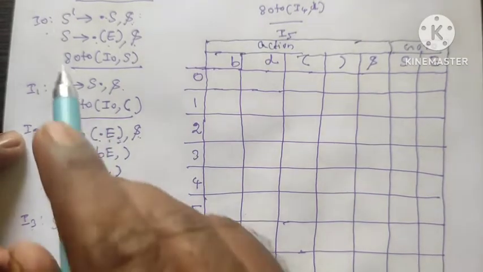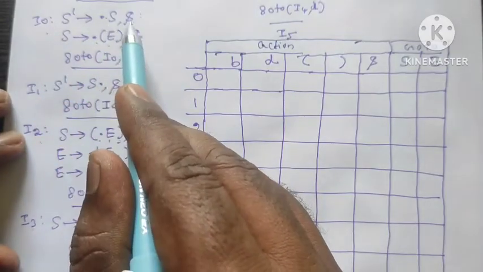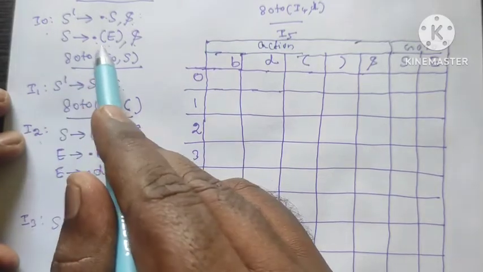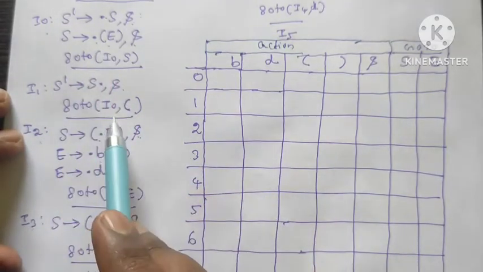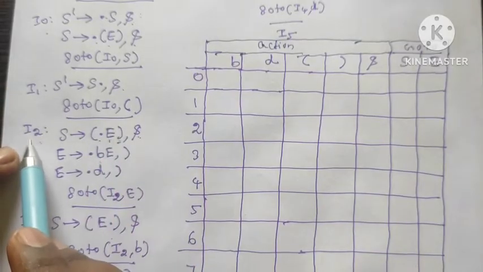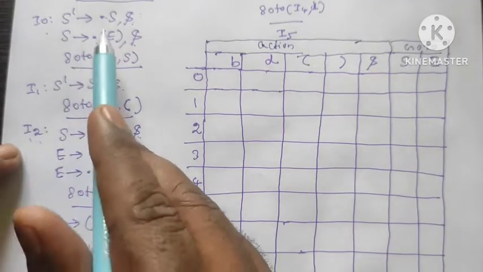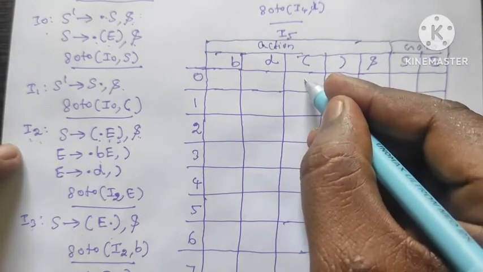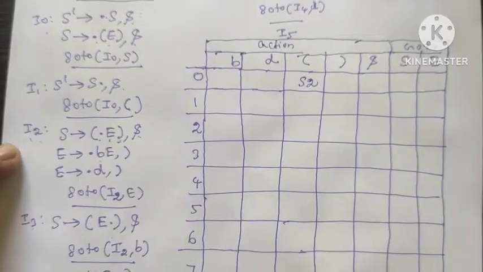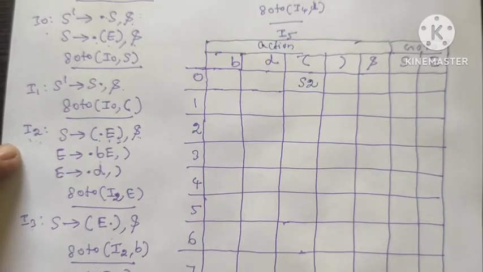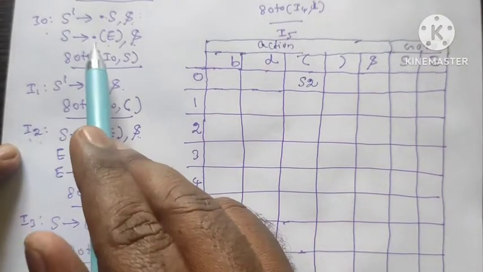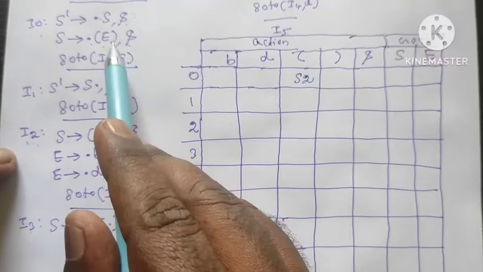Now see here, in item set 0 I have a dot before S and a dot before open brackets. Open brackets is a terminal. So go to of I0 comma open brackets gives me the answer I2. Since it gives me I2, 0 comma open brackets is I2, so I write it as S2. Clear?